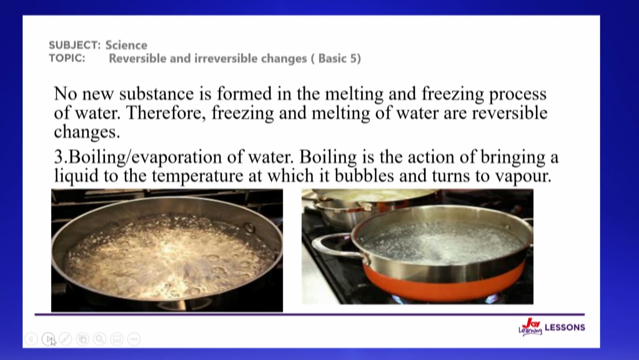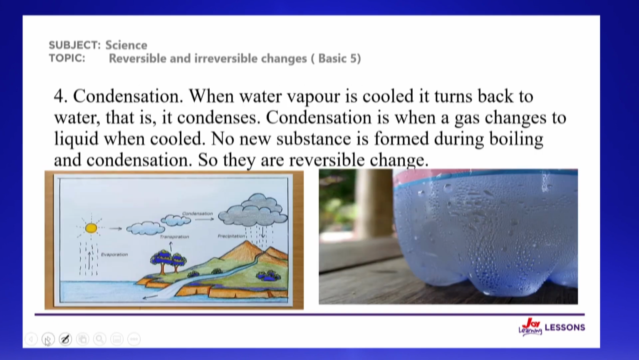So boiling or evaporation of water is also a reversible change because no new substance is formed when you heat water and the water evaporates. The vapor can still be cooled down, like you have in the water cycle. The vapor cools down in the atmosphere and falls back as rain. So no new substance is formed over there. So boiling or evaporation is also a reversible change, like, as I said, the water cycle.